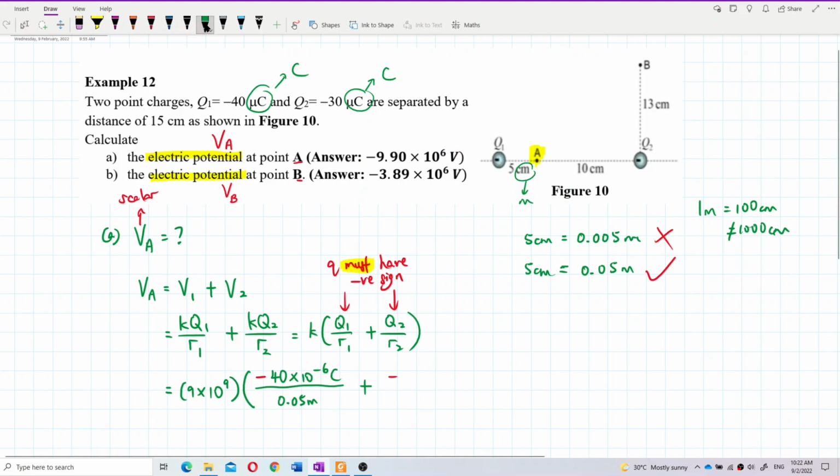So for Q2 is negative 30 micro, exponent negative 6. Divided by how far is Q2 from A? Q2 from A is 10 cm. So divided by 100 is 0.1. It's not 0.01. Divide by 100, not divide by 1000. So it's 0.1 meter. Change to meter.